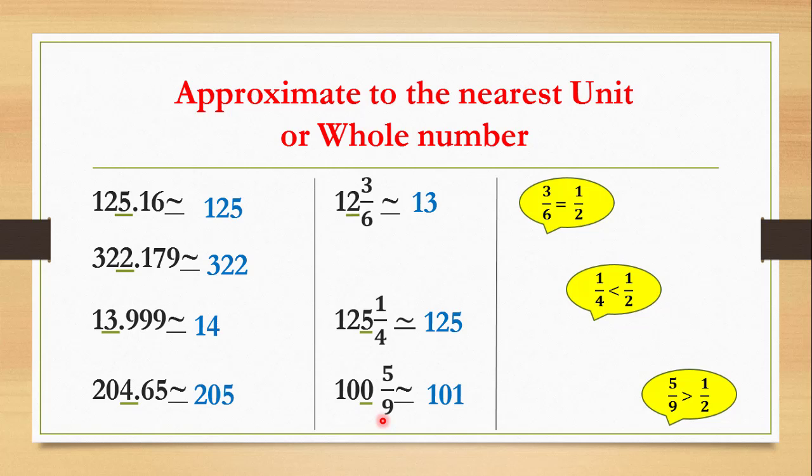In case you are approximating to the nearest whole number or to the nearest unit and you have a fraction, take this fraction and compare it with half. If the fraction is equal to or more than 1 over 2, or half, in this case add 1 to the underlined digit, which is the unit. If it's less than half, don't add 1.